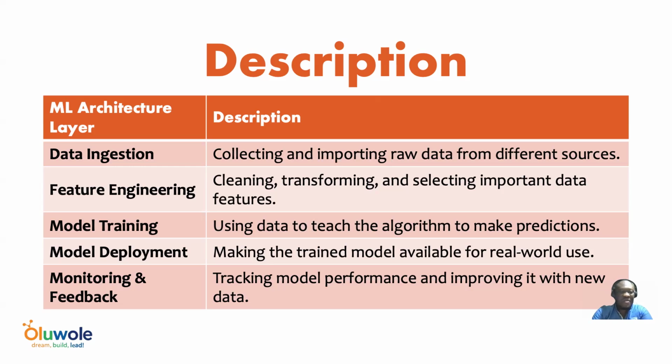So when we now talk of feature engineering, you begin to do your cleaning, your transformation, and selecting important data features. That's where your pre-processing comes in. Things like normalization, data augmentation, data resizing, and a lot of things. You drop missing rows, you clean data for null values, and things like that. So feature engineering now comes in because now it's deeper.